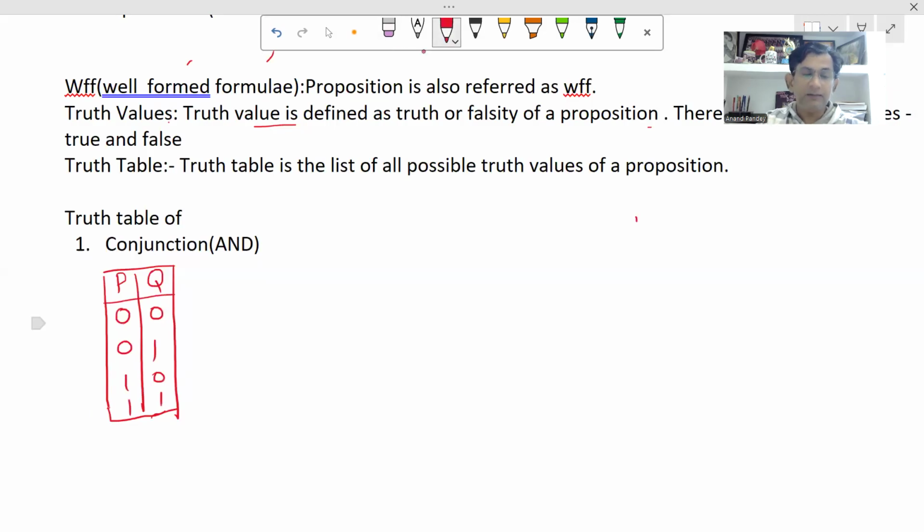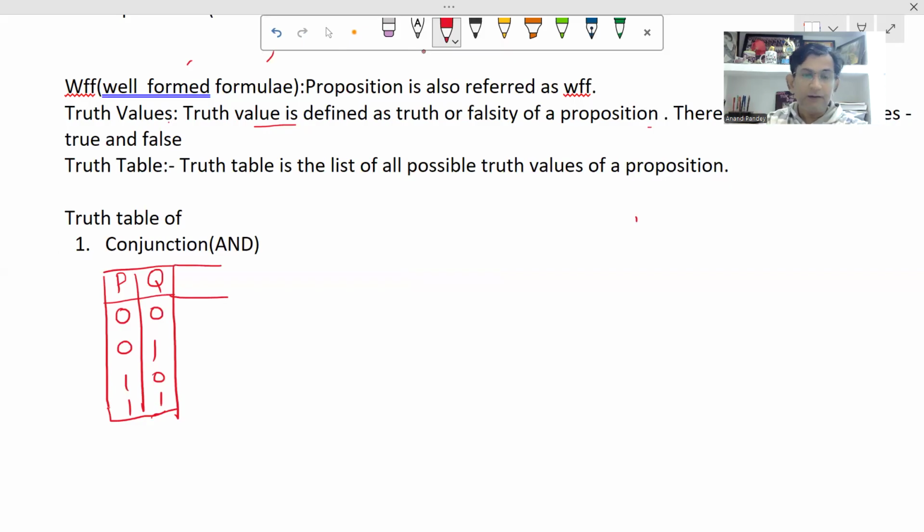And an easy way to learn, I'm going to tell you, how to draw the truth table for two propositions. Just learn it. 0, 0, 1, 1. I hope it is clear to everyone. Vertically, see, 0, 1, 0, 1. This is the easiest way to learn to draw the truth table for two propositions. Further, I will tell you how to draw the truth table for three propositions and four propositions also.